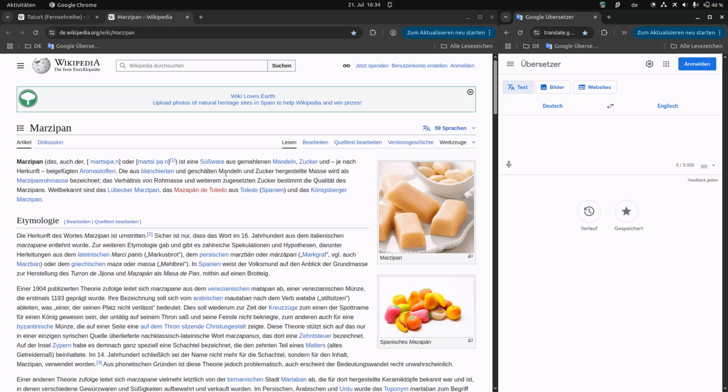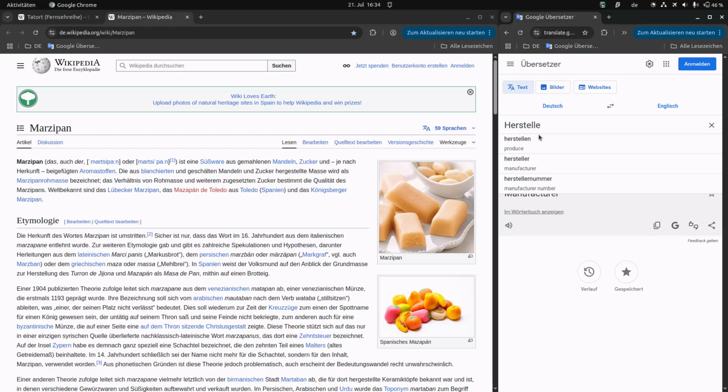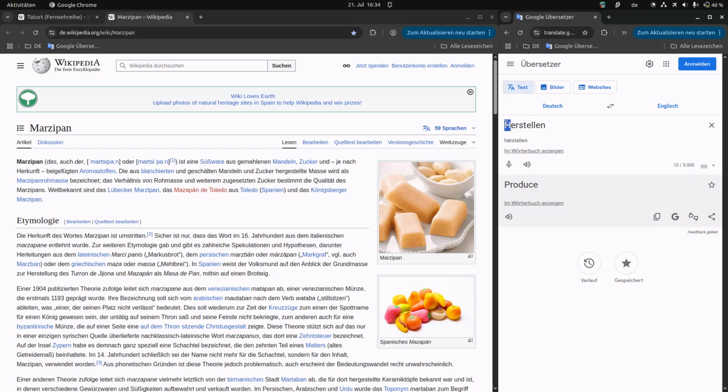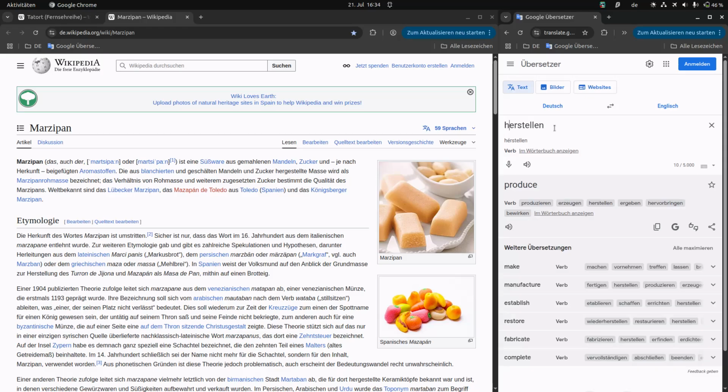Mandeln, so almonds, the peeled almonds, and sugar, produced, hergestellte, derives from the word Herstellung, or herstellen, but with a lowercase h, because it's a verb. Herstellen, that just means produce. There is some word stellen, which just means to put, and her is just the prefix that makes it have a different meaning. Anyways, so the produced mass, the mass of blanched and peeled almonds and sugar, wird als Marzipan-Rohmasse bezeichnet.